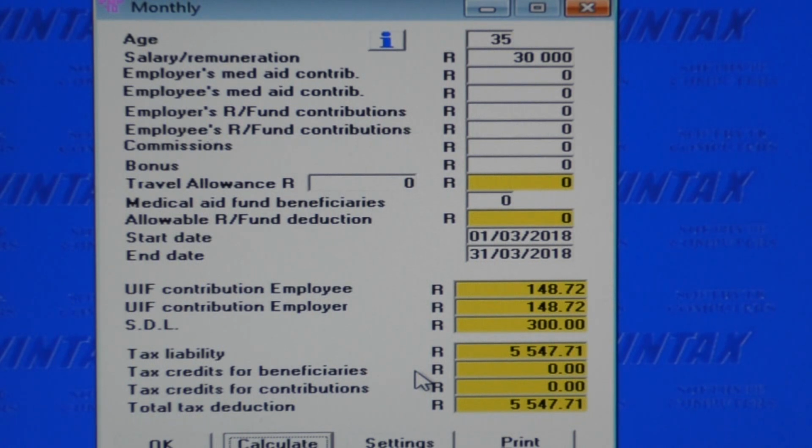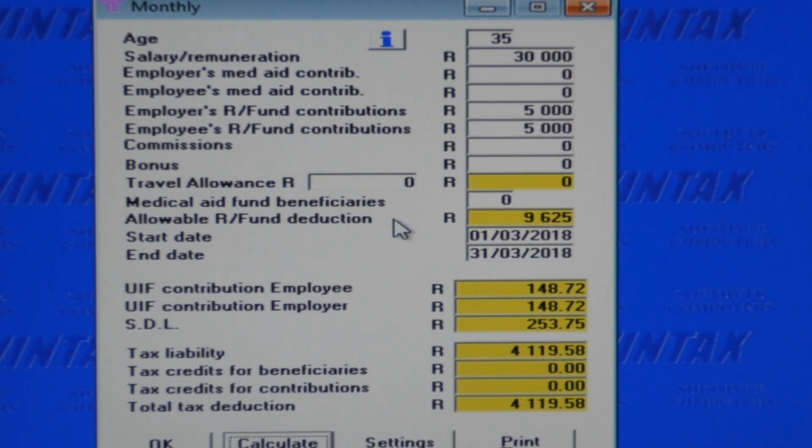Here we have a different taxpayer earning 30,000 Rand a month salary, and we can see the tax on 30,000 is 5,547 Rand. Let's say that the employer and the employee each contribute 5,000 Rand a month to the employee's retirement funds. While the employee's contributions are not added to income for tax, the employer's contributions are added to remuneration as a taxable fringe benefit. This means the remuneration effectively increases to 35,000 Rand.